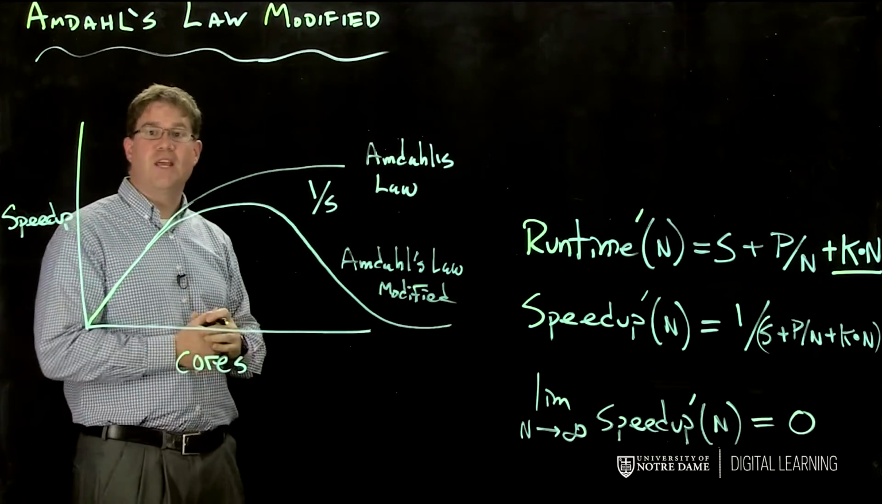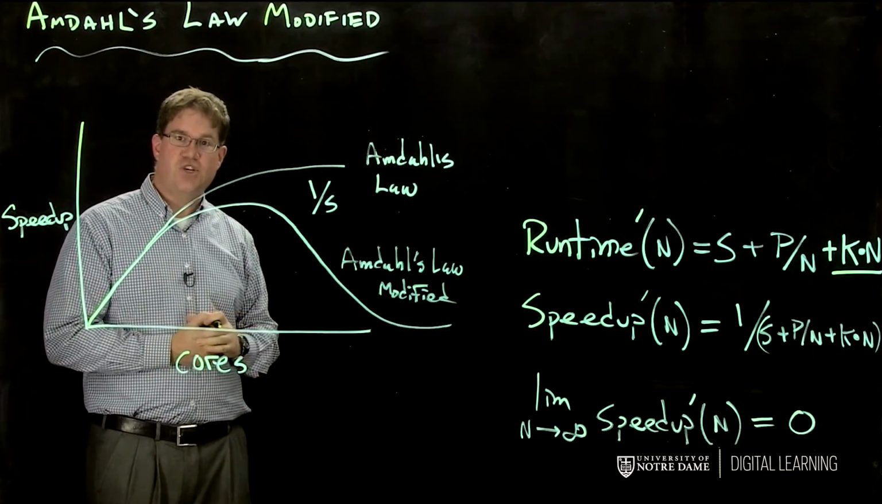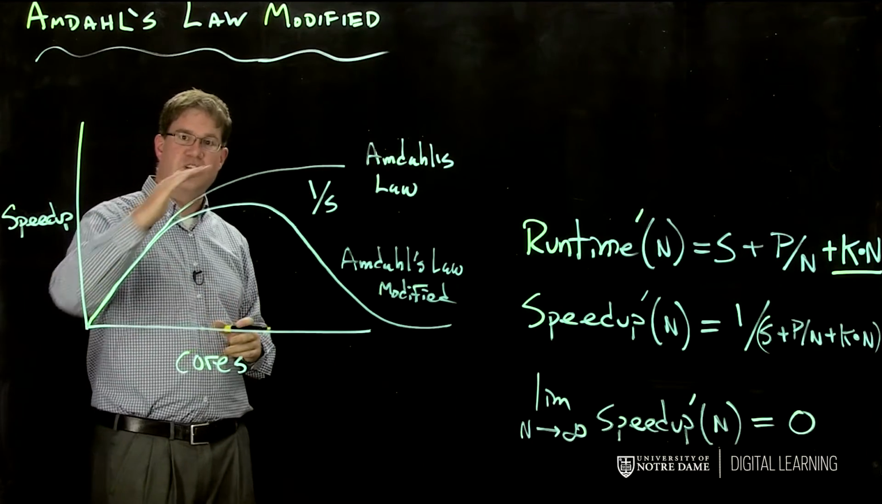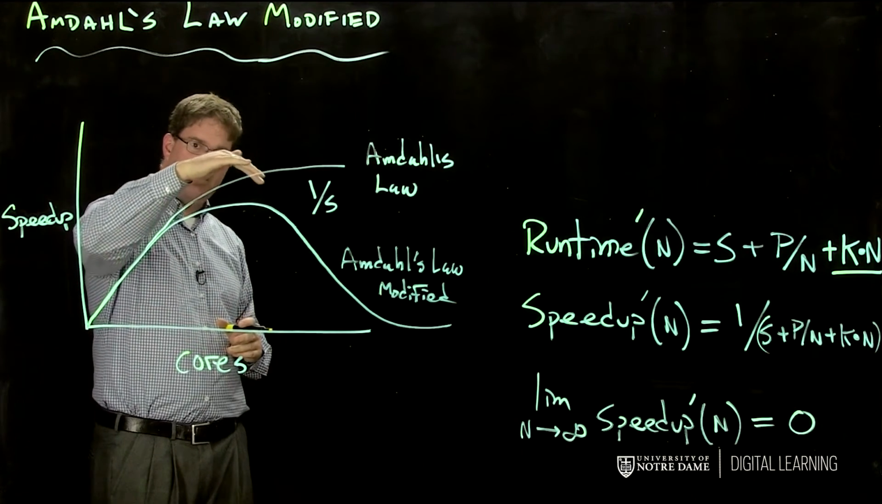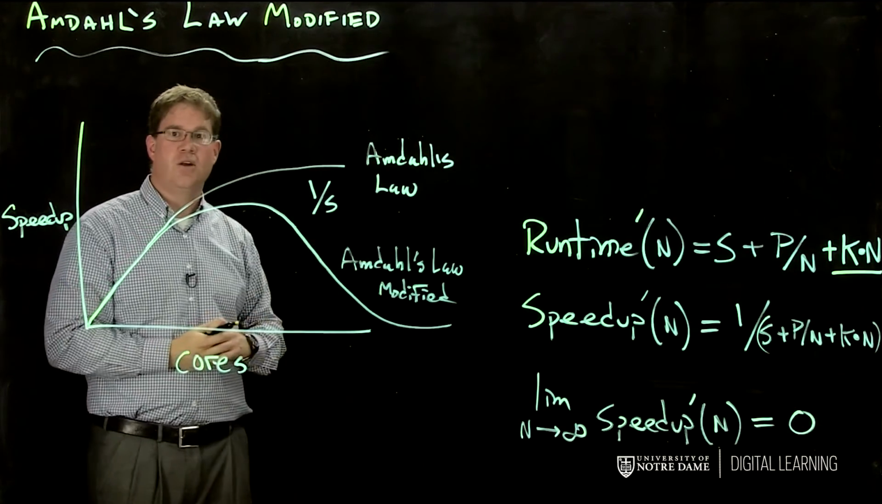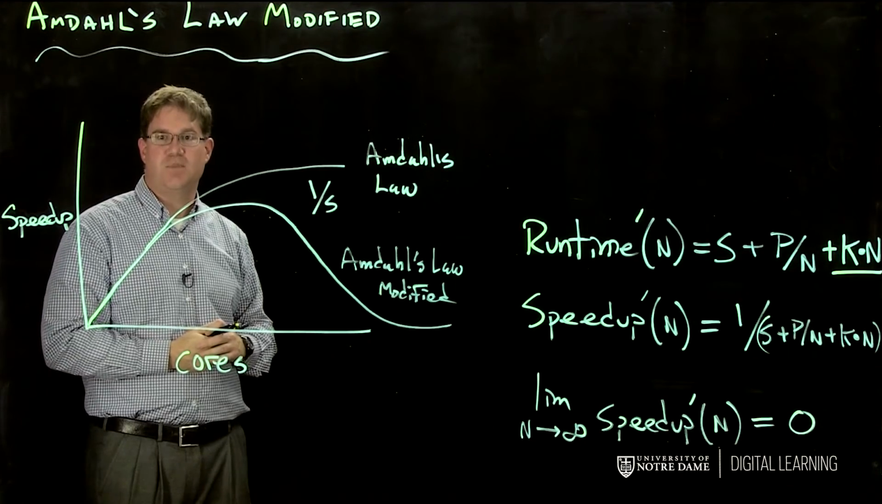In any real application, there are overheads associated with scaling up, and so we always reach some peak, but then at some point the overheads of parallel computing overtake the benefits and our speed up falls to 0.